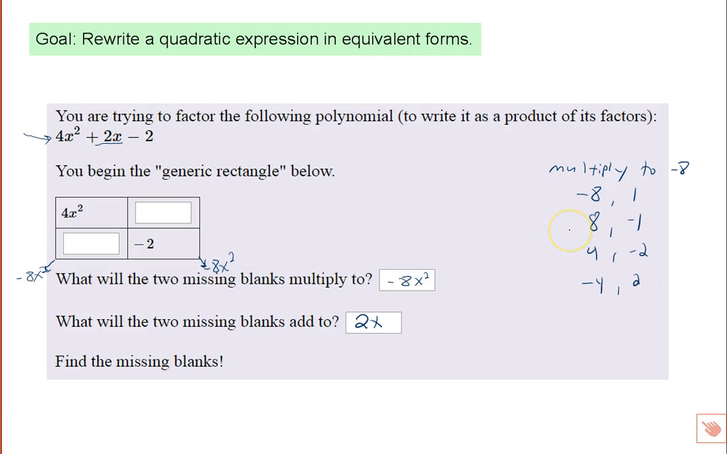Let's see if any of those add to 2. I'm ignoring the x for a moment. This would add to negative 7. This would add to positive 7. This one right here adds to 2. So if I had a 4x and a minus 2x, I can double check. Yes, that multiplies to negative 8x squared, and 4x plus negative 2x is 2x. So we solved our puzzle.